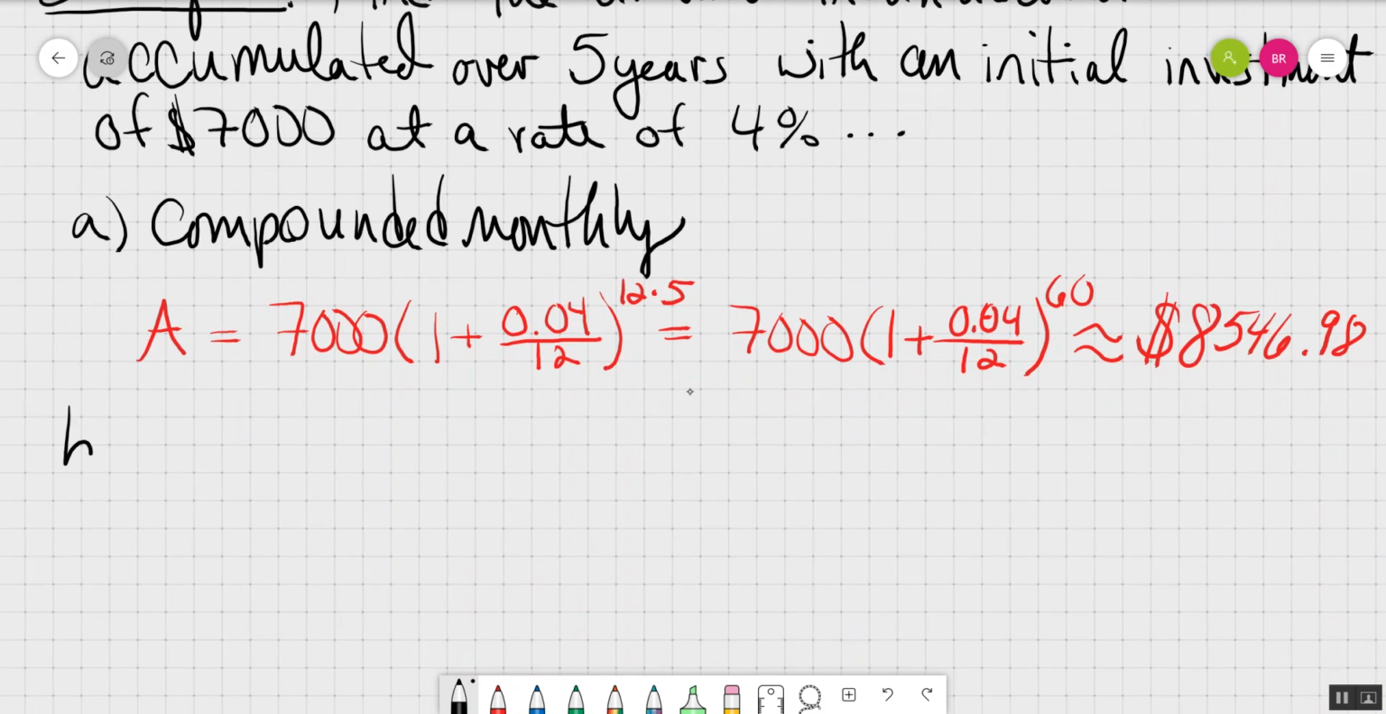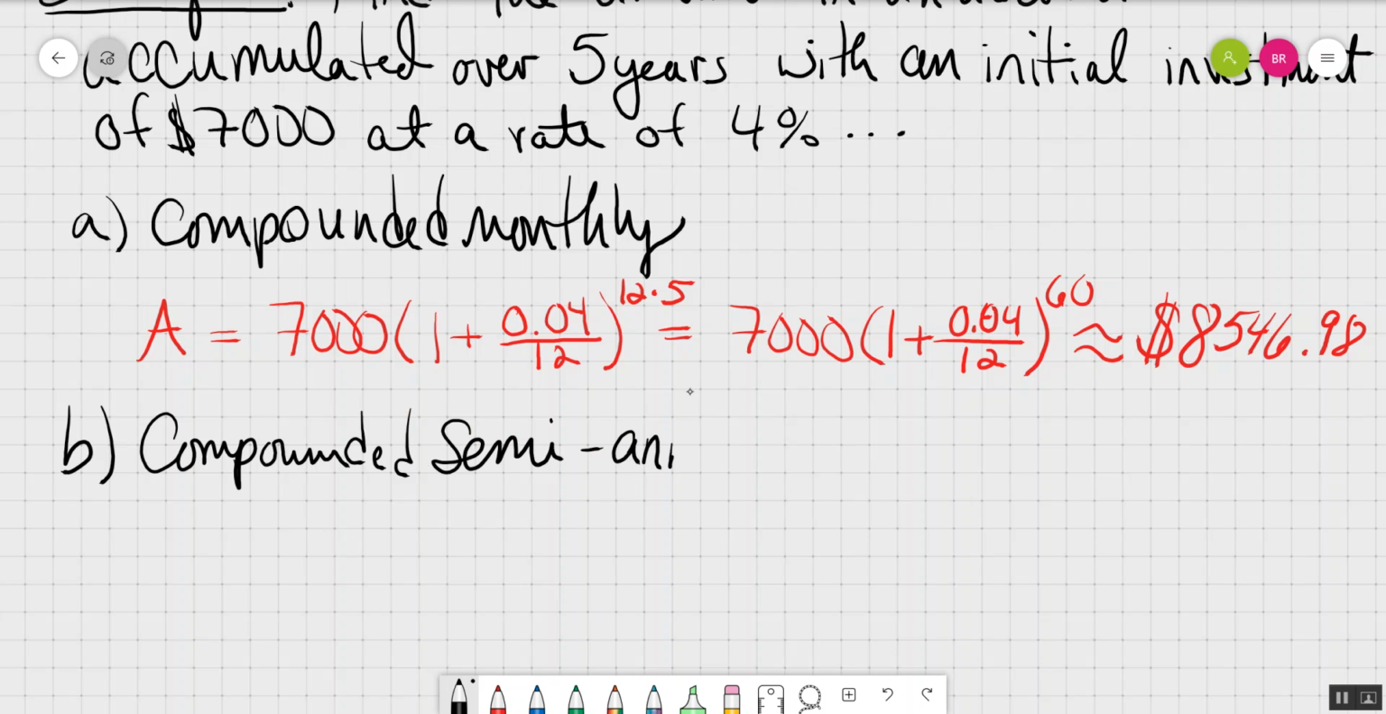Let's look at a slightly different scenario. So we're going to compound, instead of every month, semi-annually. For those of you who don't know, semi-annually means twice a year. Biannually means every 2 years.